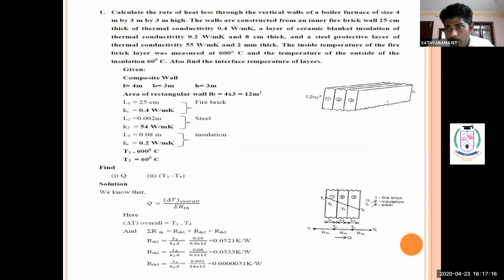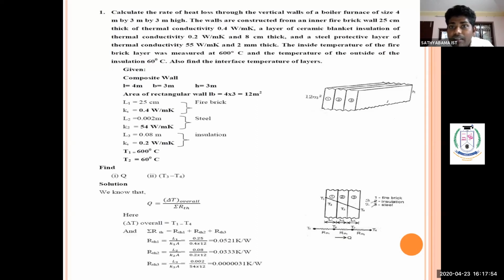This is a 16 mark problem, an important problem based on Fourier law of heat conduction. See, here there are 3 layers. In the earlier problem, one layer was given, so we found the initial and exit temperature. But in this problem they have given 3 layers. Suppose the 3 layers consist of different materials, then definitely the thermal conductivity of those 3 materials will be different. So see this problem: calculate the rate of heat loss through the vertical walls of a boiler furnace of size 4 m by 3 m by 3 m height.